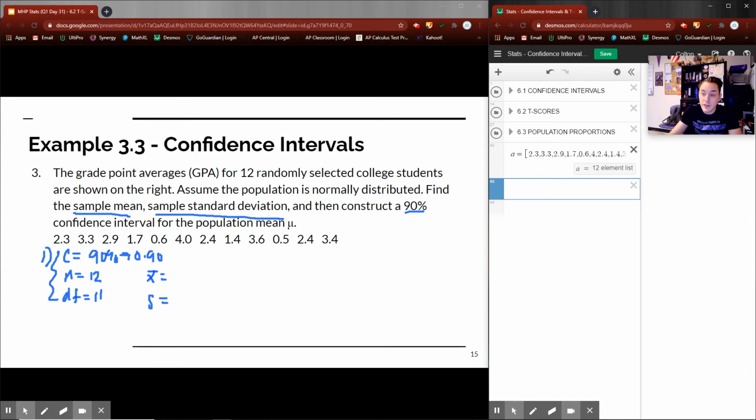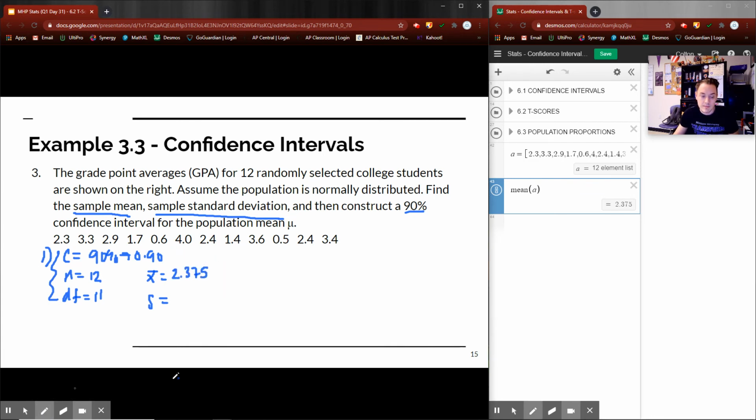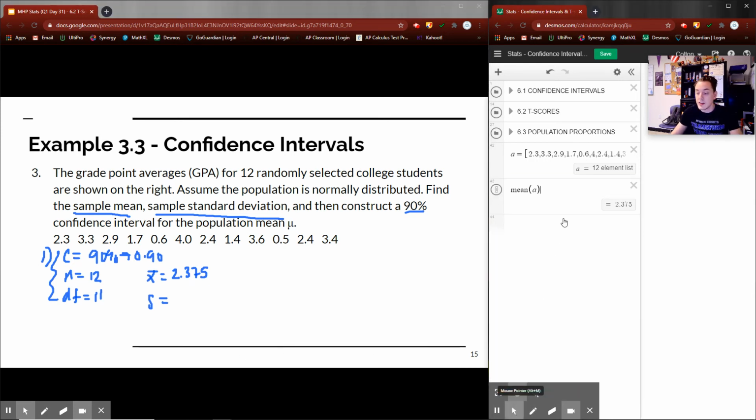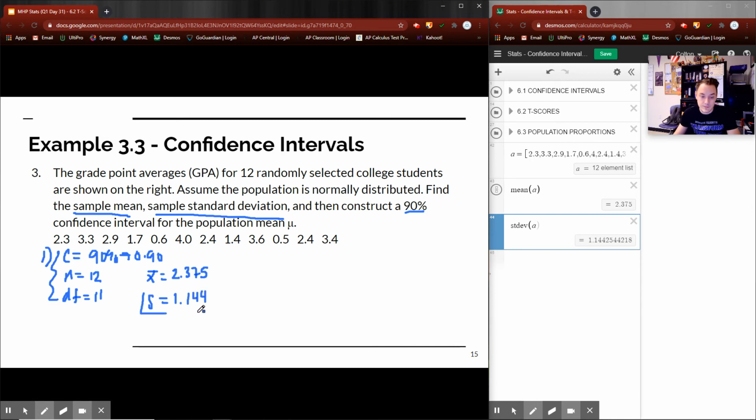Now to find my mean, all I have to do is type in mean of A, and that is my mean. So I write in 2.375. That's my mean. Now to find my standard deviation, all I need to do is type in STDEV of A, and that is the standard deviation of my sample. So I write in 1.144. So those are the two things I need to find.